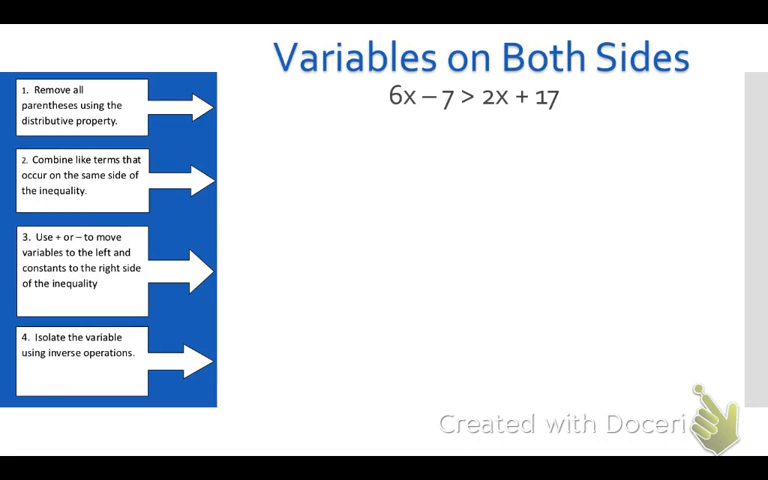I'm going to use inverse operations to move my variables to one side and my constants to the opposite. I like to move my variables to the left, so I'm going to subtract 2x from each side, which results in 4x minus 7 is greater than 17.